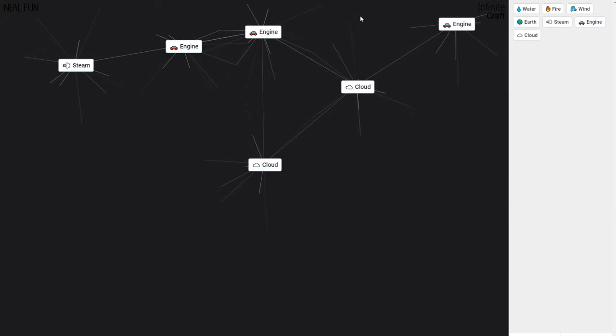What's engine? That's what I was going to say. I'm three words in. I just got lake. Steam and fire. Steam and fire is steam engine. Steam is water and fire? Yes. Okay. So that's engine.